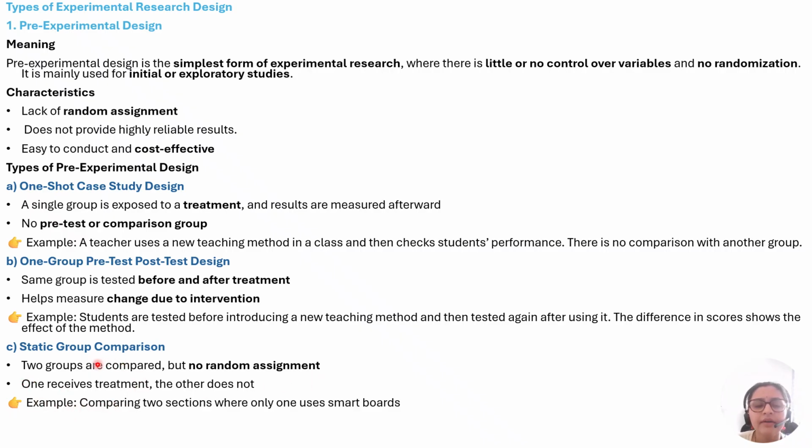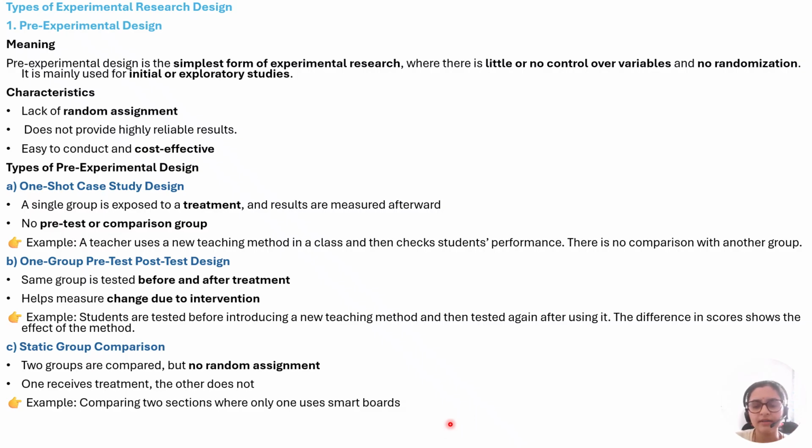Here, two groups are compared, they said, no? So how are they compared? One group will receive the treatment and the other group remains constant. Both of them are compared. Like comparing two sections where only one section uses a smartboard, and the other section doesn't use it, and the teacher or the researcher will compare the difference between the one that uses a smartboard and the one that doesn't use a smartboard. I hope I'm clear.